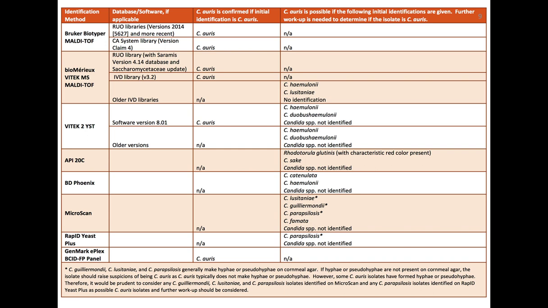What's interesting is there are some phenotypic notes on the bottom. So let's say, for example, we look at the MicroScan system. The MicroScan system is not yet set up to identify Candida auris, but if it highlights guilliermondii, parapsilosis, lusitaniae, there's a note on the bottom that says these organisms generally make hyphae or pseudohyphae on cornmeal, going back to the experiment we saw with the case. If hyphae or pseudohyphae are not present, the isolate should raise suspicion as being Candida auris. So again, more of a workflow. However, some Candida auris isolates have formed hyphae or pseudohyphae. So again, all of this is requiring reference lab send out for identification for these particular systems.